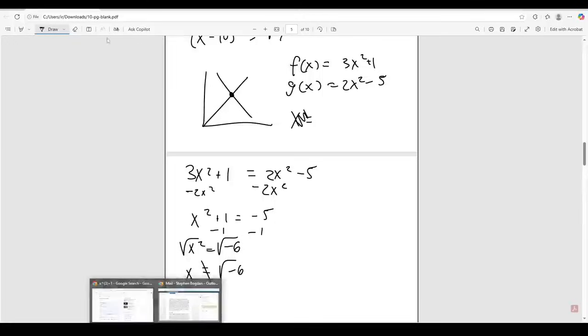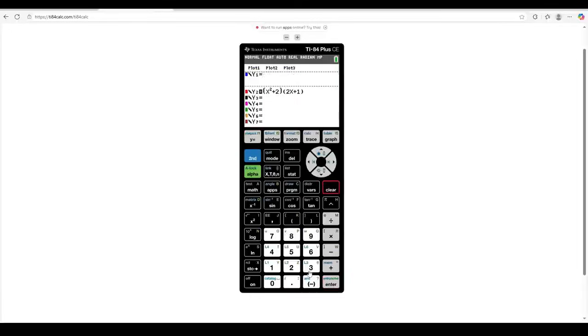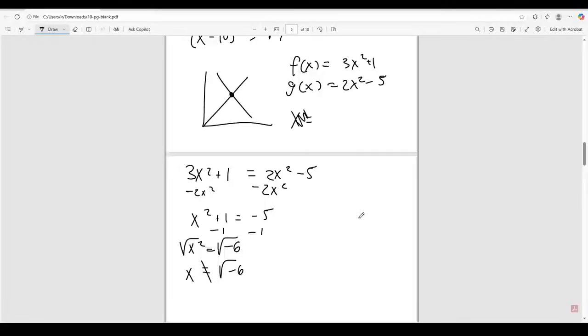And essentially, when a system of equations has no solutions, that means that they actually don't intersect. So if I were to graph these two out, 3x squared plus 1, and what was the other one? 2x squared minus 5. I can see that these two lines actually never touch each other, okay? They go around one another, but since they never touch or intersect, what we're dealing with here is something that has no solution, okay?